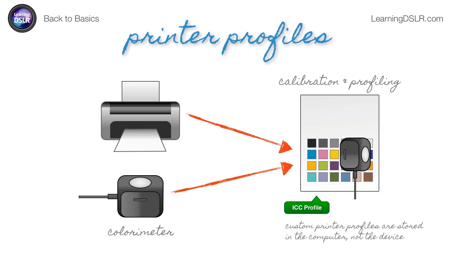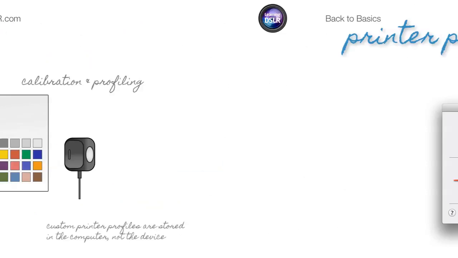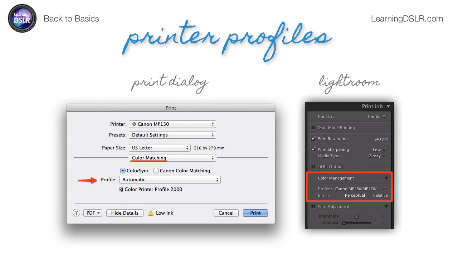So again, what you're creating there is an ICC profile as well, and that's something that you store on the computer, not inside the printer. And from a Mac standpoint, this is how it looks. If you might be using a Canon printer, you could choose color matching and then pick the exact profile. It might be automatically selected, but you can manually select a profile that you've created. And in Lightroom, which is shown on the right-hand side, when you go to do a print job, there's a color management section. And again, there's a profile drop-down, and you can pick the profile that you've created with the software that comes with these calibration devices.